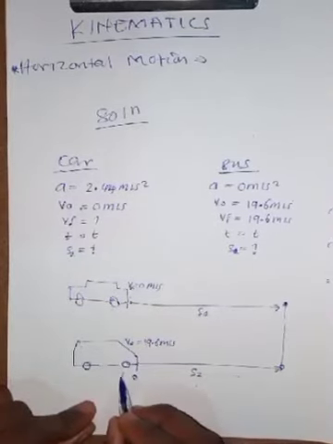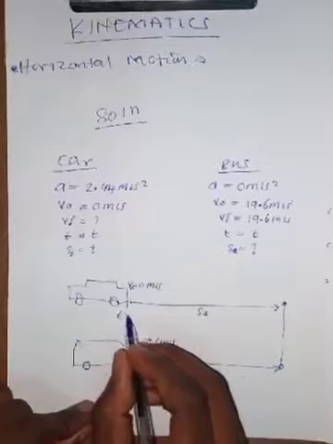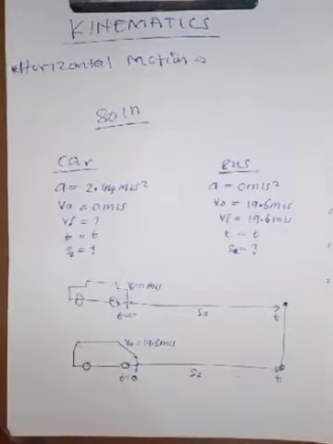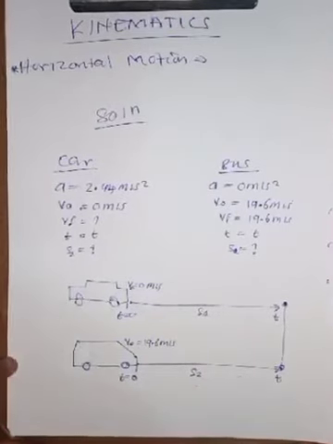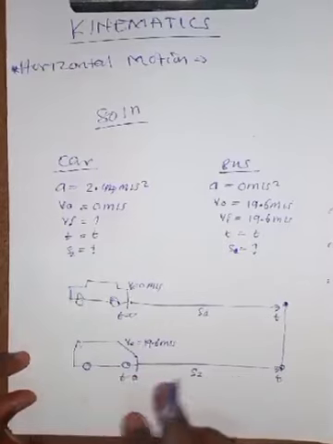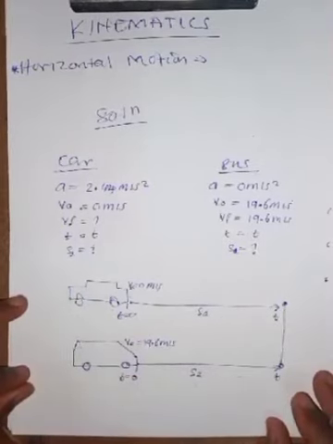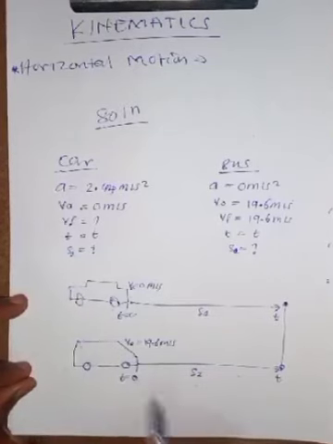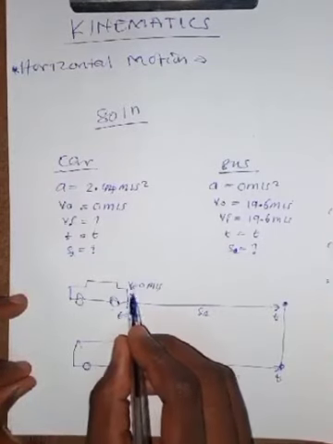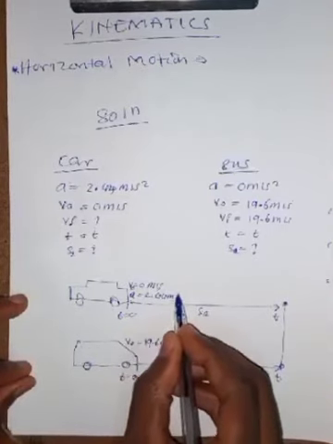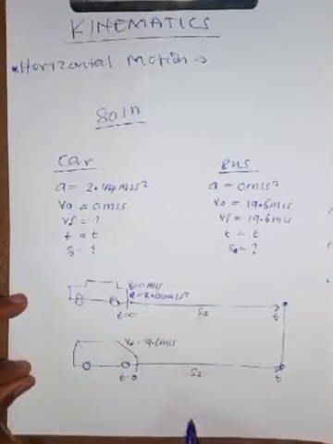The time that they started with was 0. So we started measuring the time when it was 0. Then the final time was t. The two were moving in parallel lines, just moving next to each other. But then the car was accelerating whilst the bus was at constant velocity. So the acceleration is 2.44 meters per second squared.